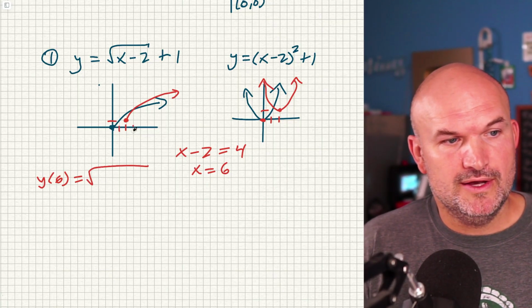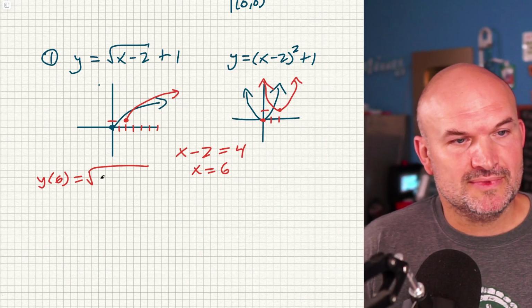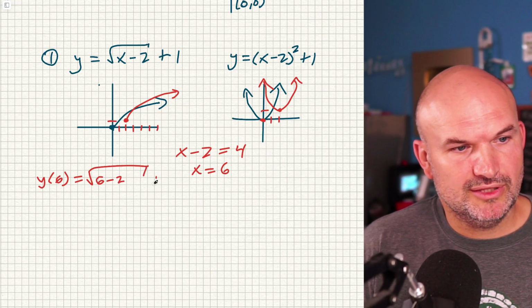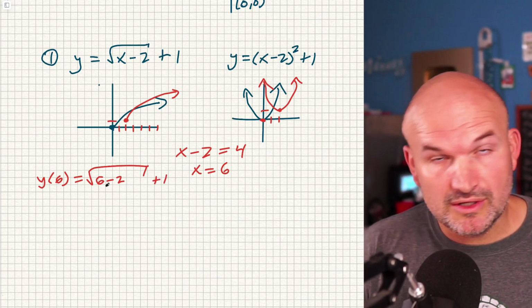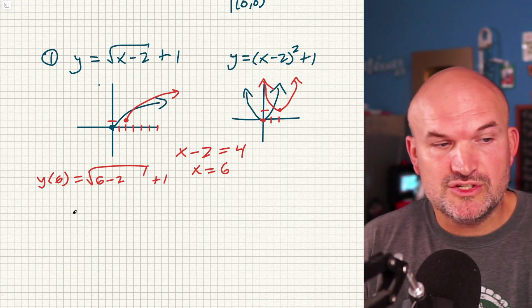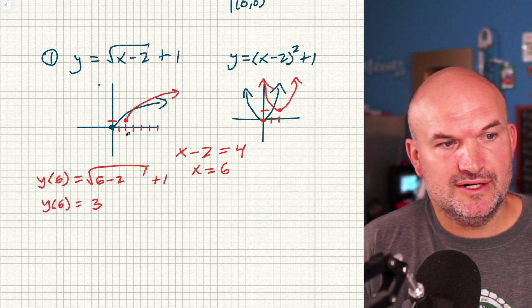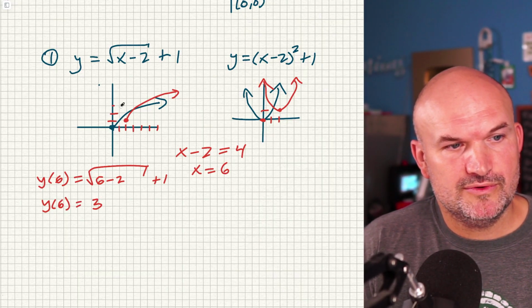So 1, 2, 3, 4, 5, 6. And let's go ahead and plug that in. So 6 minus 2, plus 1. Well, 6 minus 2 is 4. The square root of 4 is 2. 2 plus 1 is going to be 3. So using just one more value here, 6, 3 is 1, 2, 3.